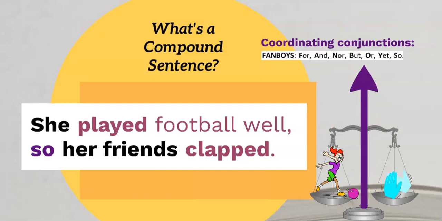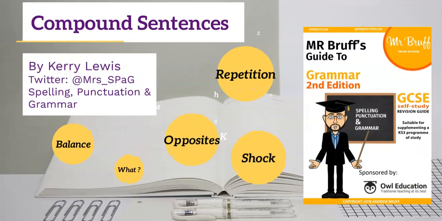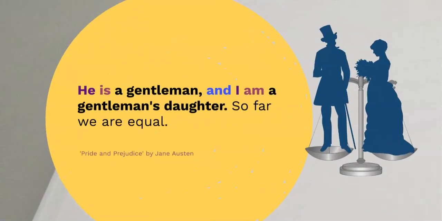Let's look now at some examples of compound sentences in literature. In this sentence, Lizzie stresses that she's equal to Mr. Darcy even though he's much, much richer than her. He's a gentleman and I'm a gentleman's daughter. Ignoring the money, her comparison is based on social class. She refuses to see herself as less important than Mr. Darcy. She emphasises this point with the short sentence at the end, so far we are equal.